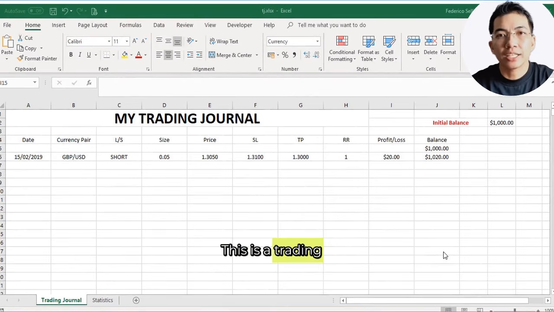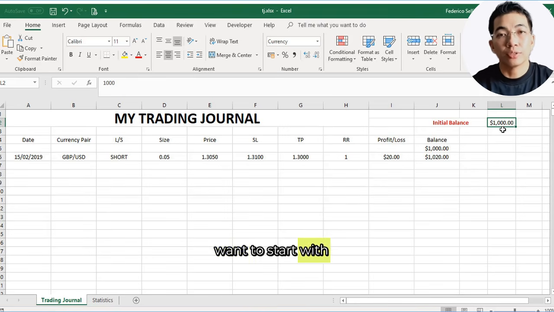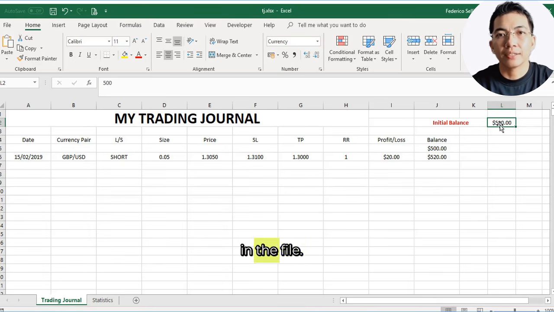Okay, this is a trading journal that is very similar to the one that I have, and you can see that we have a first page trading journal. You can insert your positions here, and then we have statistics that we are going to check in a couple of minutes. First of all, we have initial balance here, and you can adjust this however you want. For example, if you want to start with $500, just type 500 and you will have it. Excel will automatically change all the necessary data in the file.